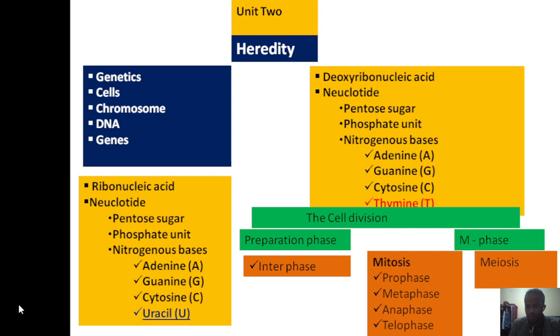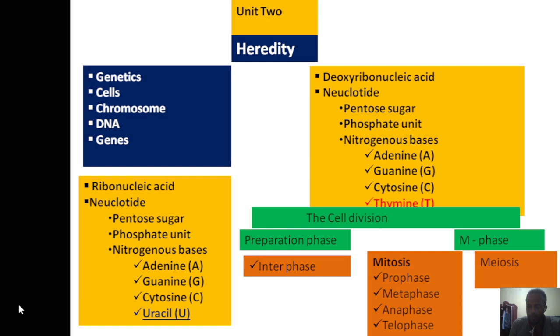Mitosis has four stages. The first stage is prophase, the second is metaphase, the third is anaphase, and finally telophase. After telophase, there is a cytoplasmic division called cytokinesis. There are a lot of activities in each stage, so try to read those activities, because prophase is different from metaphase, which is different from anaphase, which is different from telophase.